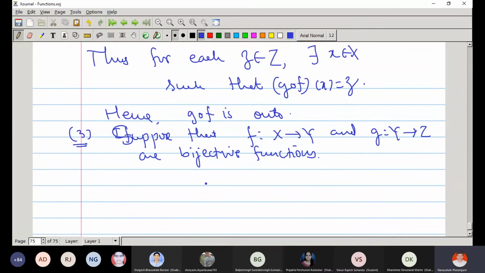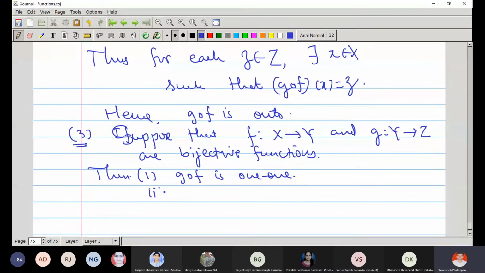So these are bijective functions. Then what will happen? G composite f is 1-1. Am I right? Can I say that G composite f is 1-1? Yes, because when I say f and g are bijective, that means f and g are 1-1, and therefore by part 1 of this theorem, the composition is 1-1.